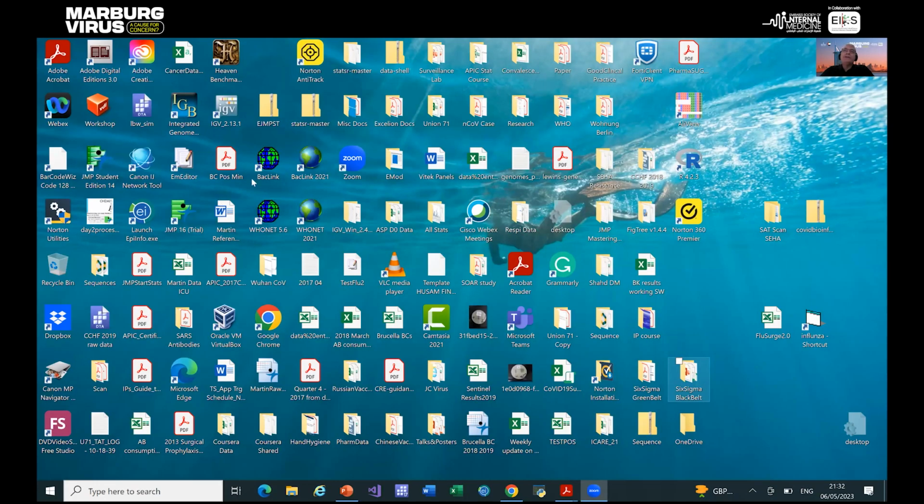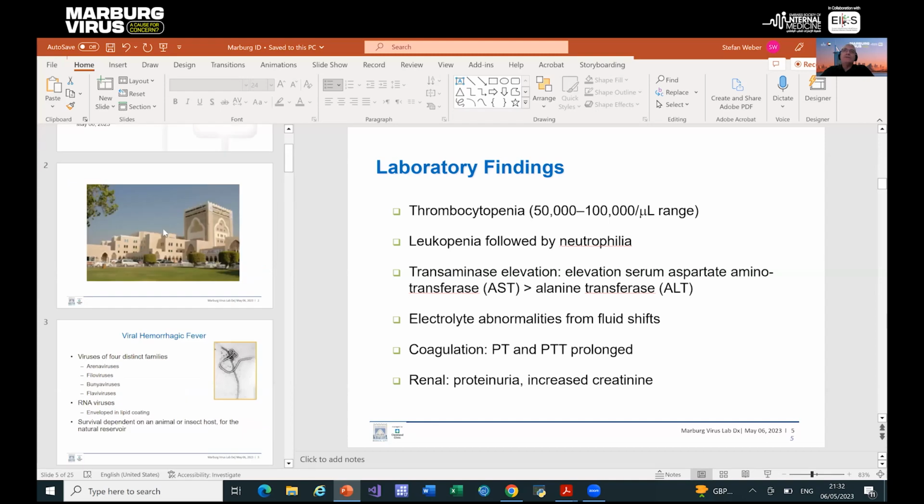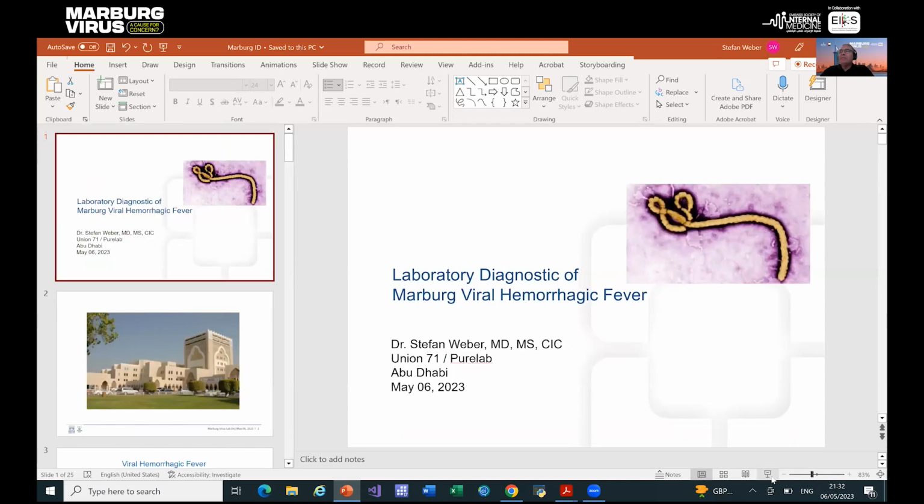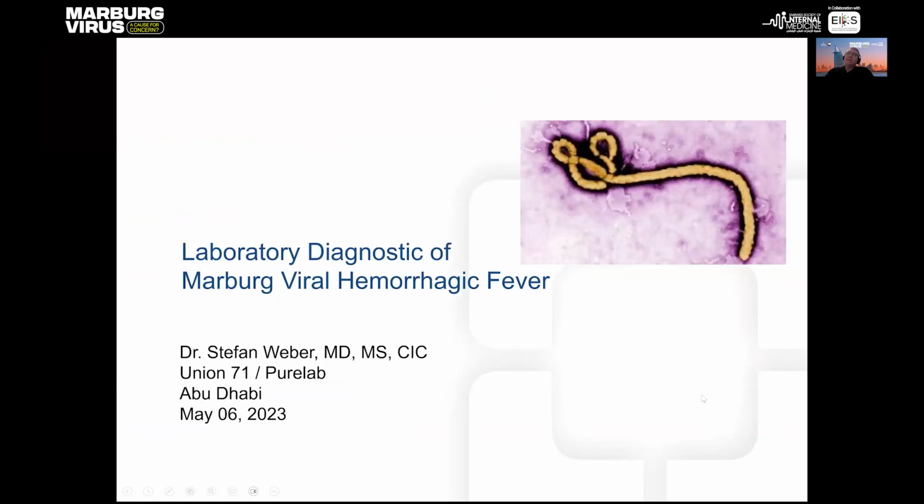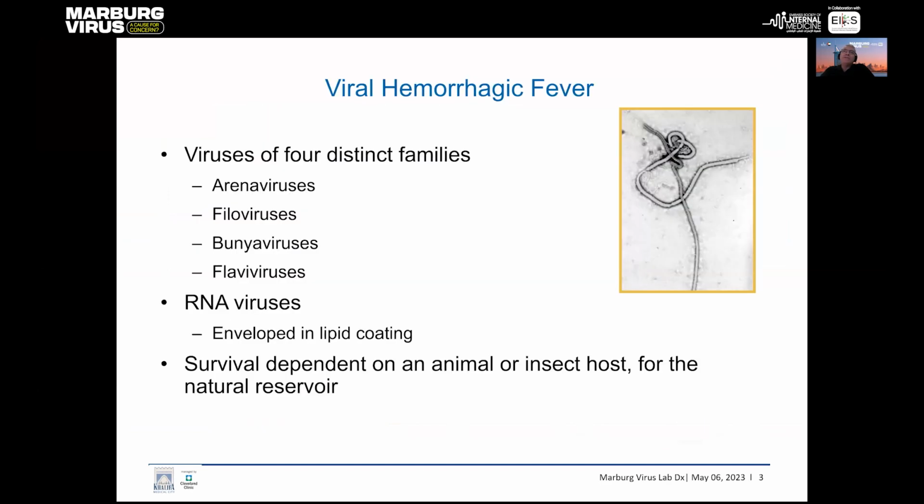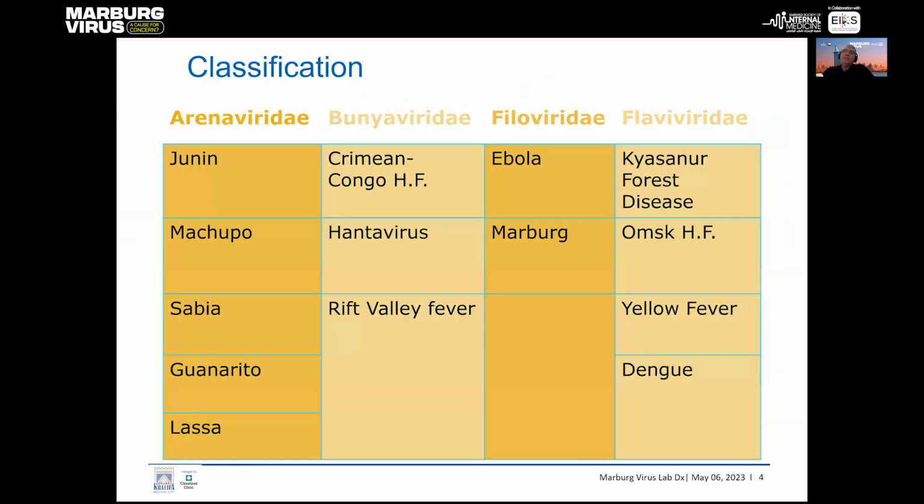Good evening, everybody, and thanks for inviting me. As was already pointed out, Marburg is pretty much like Ebola, and many of the lab diagnoses that I present to you are also from the Ebola experience. So these are the viruses of the viral hemorrhagic fever family: Arena, Filo, Bunya, and Flavi, and we will concentrate on this family, especially on the Marburg virus.